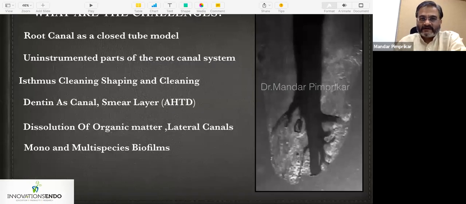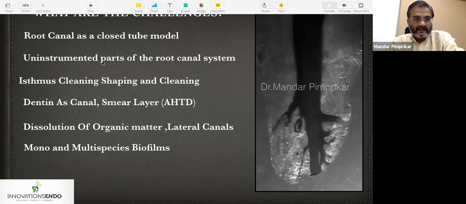Then there are a few set of challenges we have to overcome. One is the root canal always behaves like a closed tube model. Then there are going to be uninstrumented parts of the root canal system. Then you have isthmus shaping and isthmus cleaning, which is a fundamentally important step. Then every dentinal tubule can act as a canal, and there are millions of them, remember. Then we have to have dissolution of organic matter from the main body of the canal and also from the lateral canals. And we are up against mono and multi-species biofilms. So these are a set of the challenges.